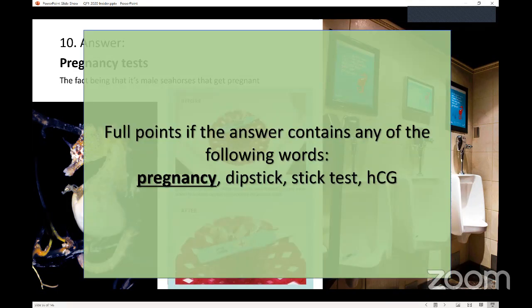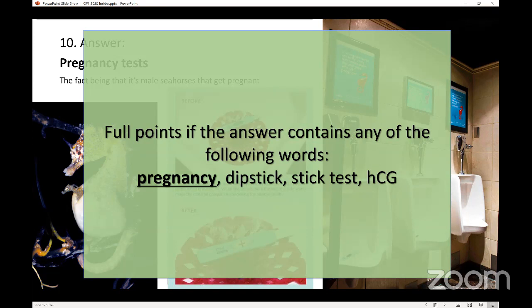So full points if the answer contains any of the following words: pregnancy, pregnant, dipstick, HCG, something of this sort. Harish, there is one question which I'm sure you're going to object to, but the question is, is bassinet accepted? Bassinet in urinals, is it accepted? I'm sure it's no, I just wanted to run it through. And no, it's not accepted. It needs to be something along the pregnancy lines. So if you've got it, very well done. This was a pretty tough question.